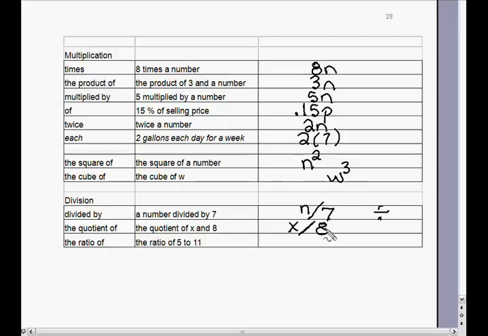So beware, that word and does not mean to add. A ratio. A ratio is nothing more than a fraction, and you write it in the order that it was given to you. 5 to 11. So 5 divided by 11.